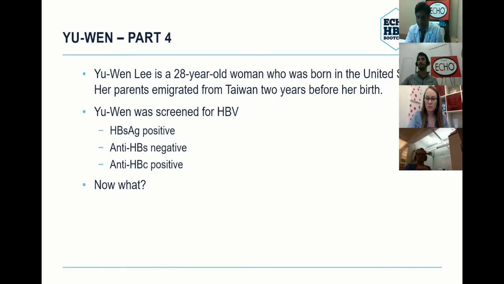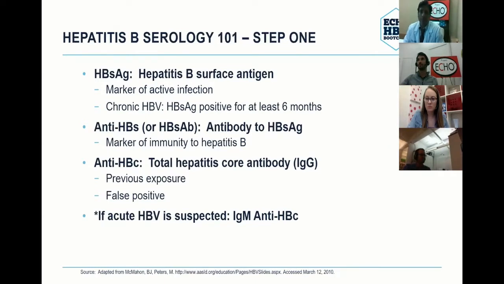But for the interest of time, let's go back to Serologies 101. Step one is basically to look at those three serologic markers. If a patient has surface antigen that is positive for more than 6 months, that is a marker for chronic hepatitis B. You don't need anything else. So hopefully this patient was recently diagnosed with surface antigen positivity. We have to assume that she may have had surface antigen positive for 6 months, because she comes from an endemic area.